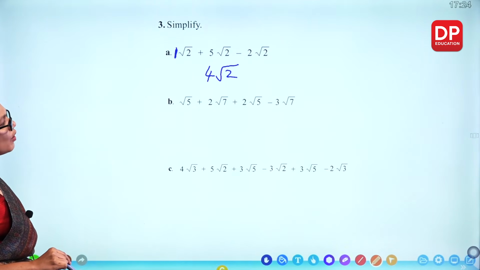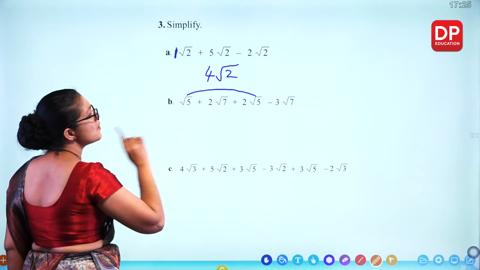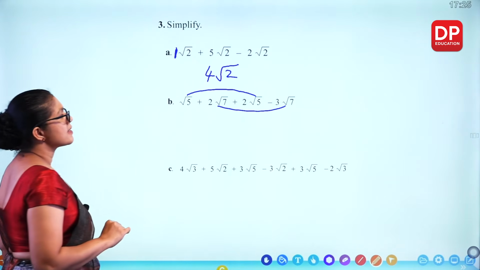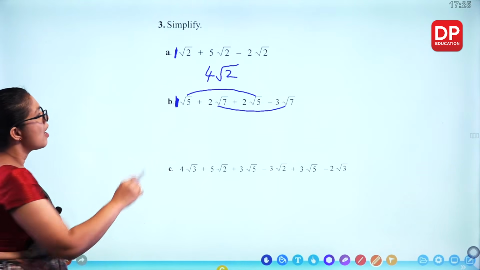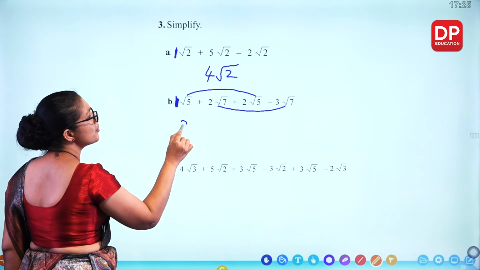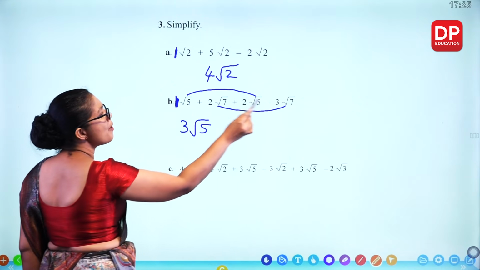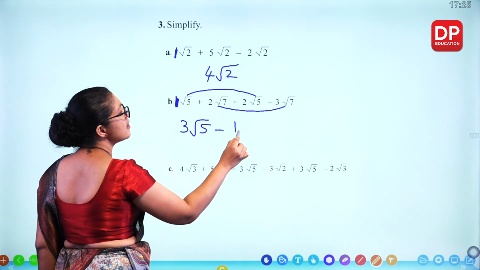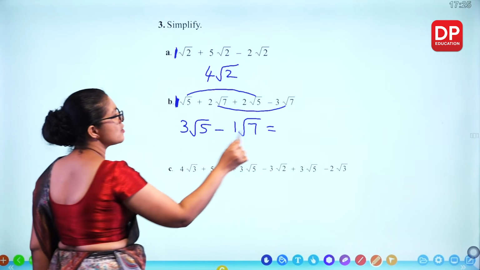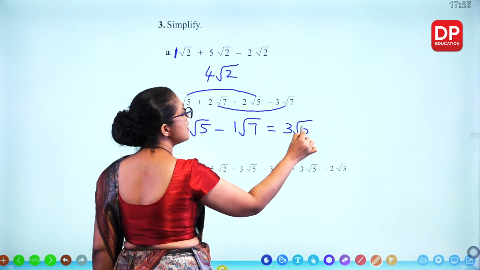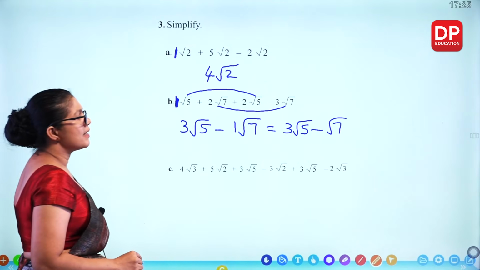This one, what are the terms that we can add? Same surd values. This with this with this. Here, nothing means just 1. 1 plus 2, you get 3. So you get 3 root 5. 2 minus 3, you get 1. 1 root 7. Here, you don't need to write down 1. So I can rewrite this as 3 root 5 minus root 7.